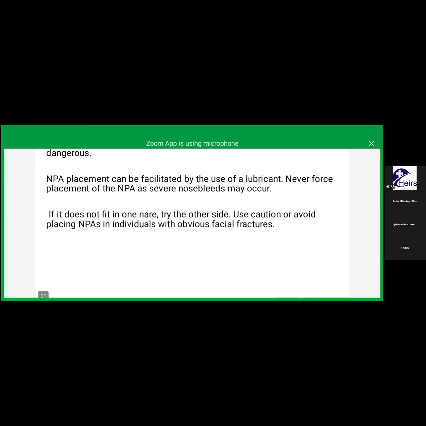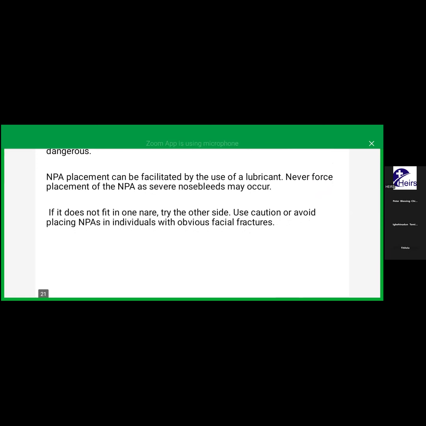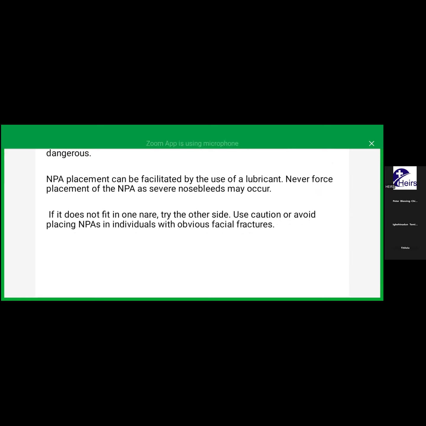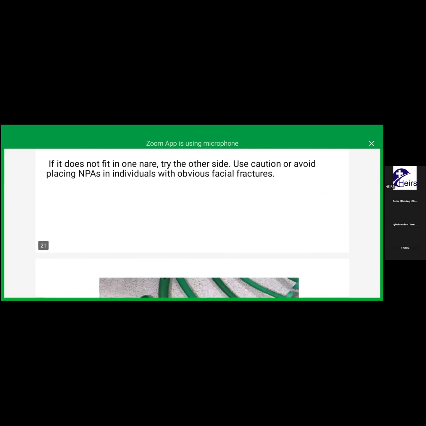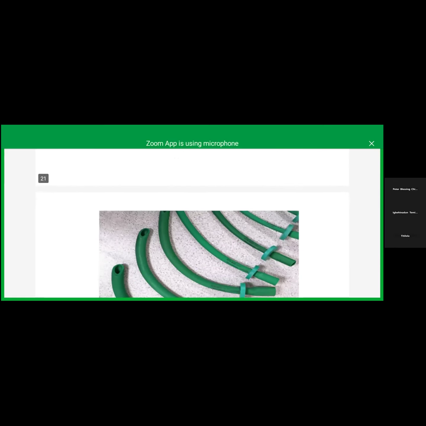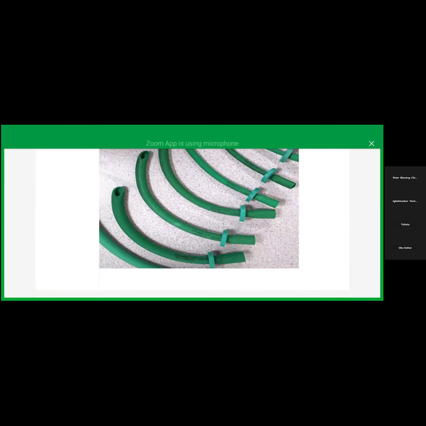We lubricate that with a water soluble lubricant. An example of a water soluble lubricant is KY gel, KY jelly, which you commonly see in the hospital, in the specialist hospital. So you can use KY jelly, just rub it on the nasopharyngeal airway device, and then you try to insert it. Like I've said before, this is just the picture. It's round, but the other one we saw before has a J shape. It's not round.